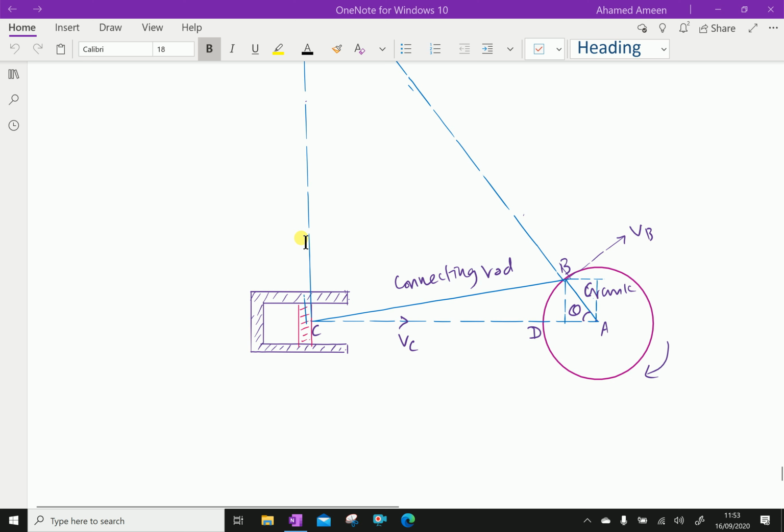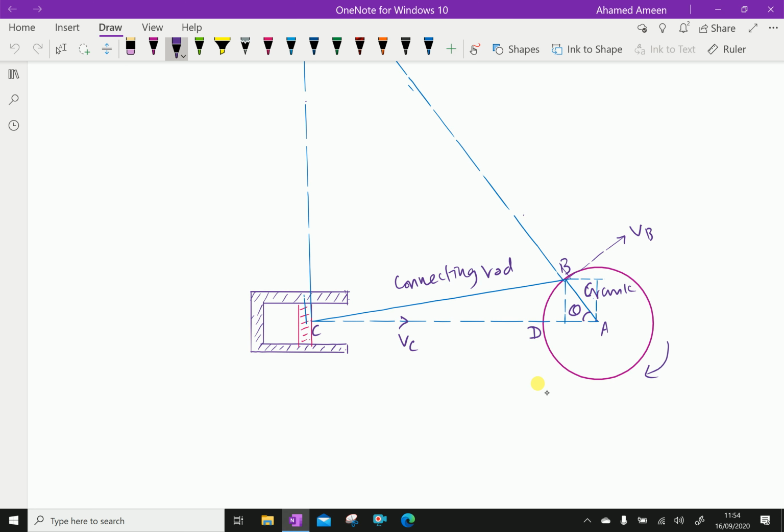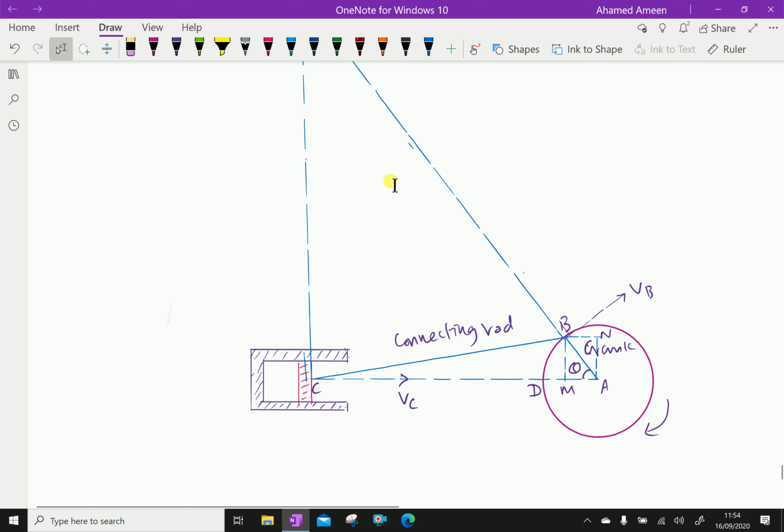Produce the line CB to meet the vertical line through A at N. That means we have to draw a perpendicular to AC, that is AN, and from B a perpendicular BM to AC.